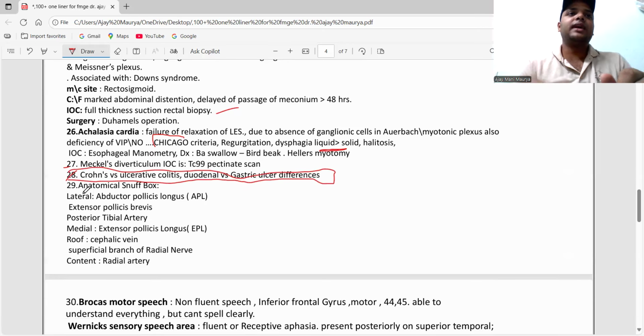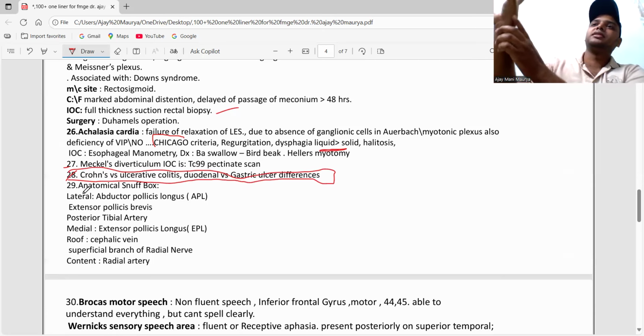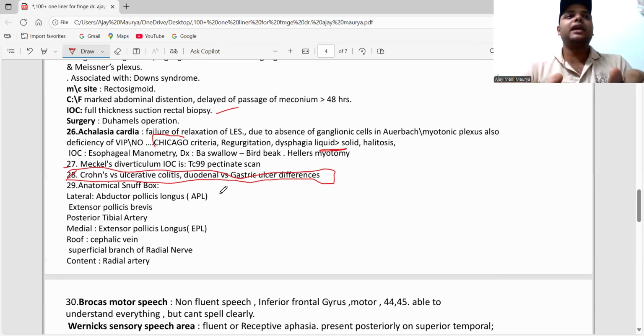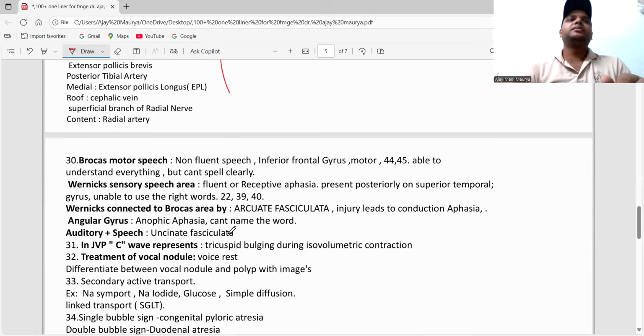The next one is the anatomical snuffbox. I think everyone knows about that one. What is the lateral border and medial border, roof, and content? Everything is important.